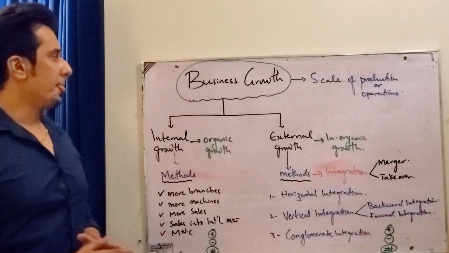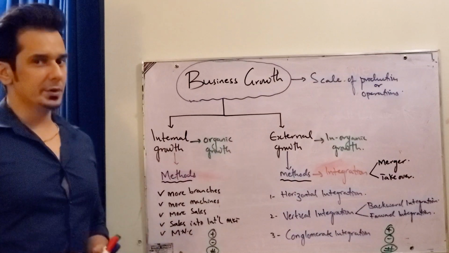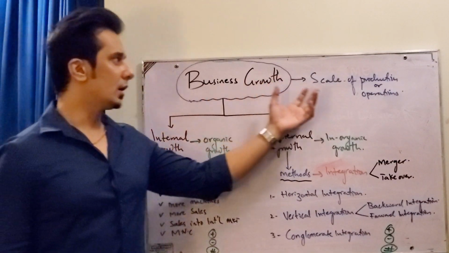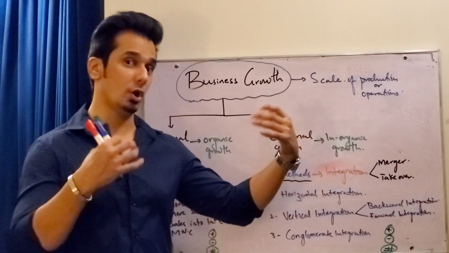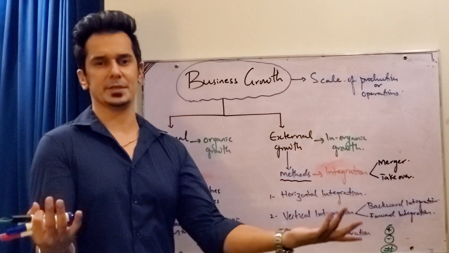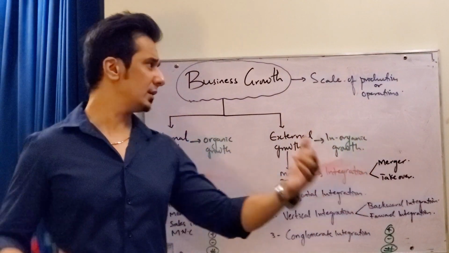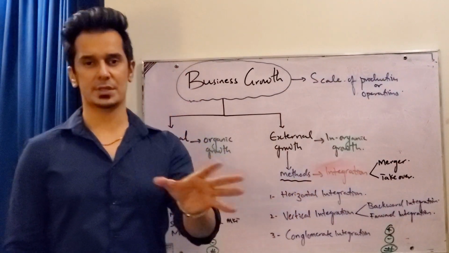All right, everyone. Today we'll be talking about business growth. What is meant by the word business growth? In simple words, business growth occurs when the scale of production or operation of a business increases. When the business operates on a larger scale, that's when business growth takes place.